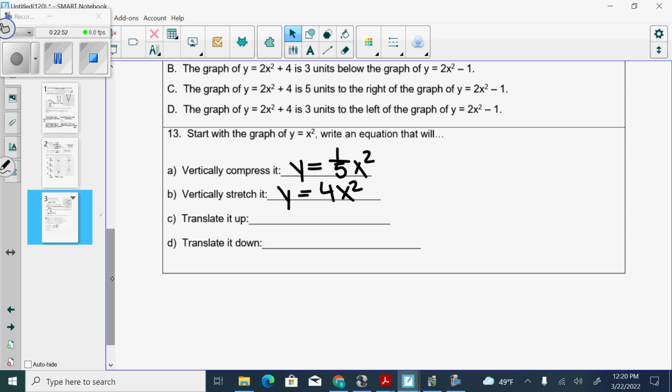Okay? Then it wants us to translate it up. What makes it move up and down? A number at the end. So I'll have y equals x squared. What number do you guys want to put? 3. Okay. So plus 3. And then last one, they want us to write an equation that shows it's going to translate down. Down. So what number? Okay. Y is equal to x squared minus. All right.